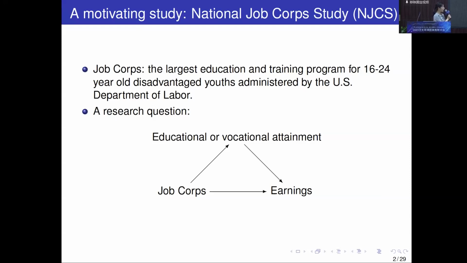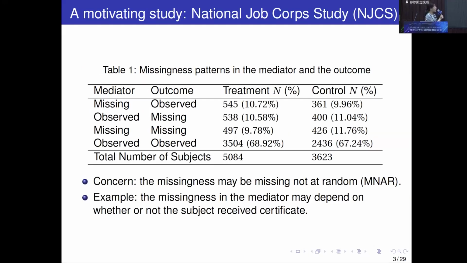And we used the data earlier processed by a group of researchers from UChicago, where here the Job Corps is randomized, as we mentioned, and the educational or vocational attainment was measured as whether or not a subject successfully obtained an educational or vocational certificate, which was measured at 13 months follow-up. And the outcome earnings is measured as the weekly earnings 4 years after randomization. The mediator and the outcome information were obtained through in-person interview.